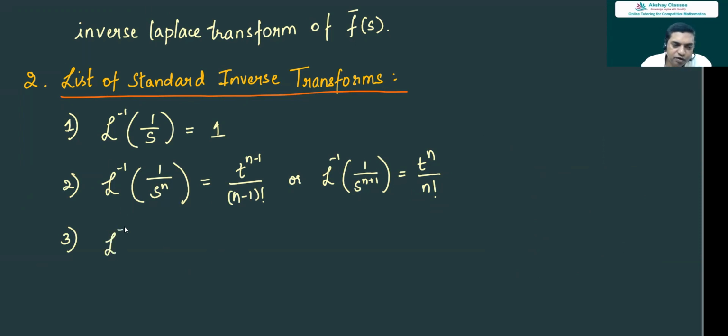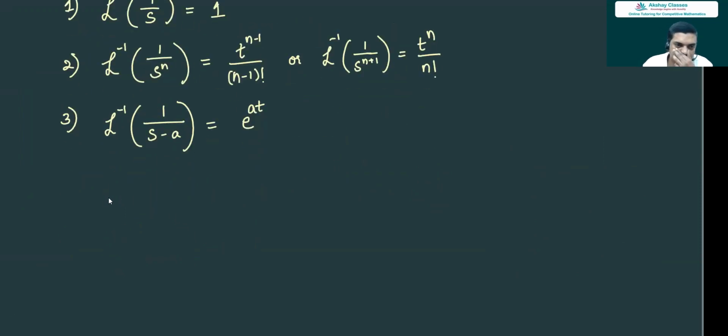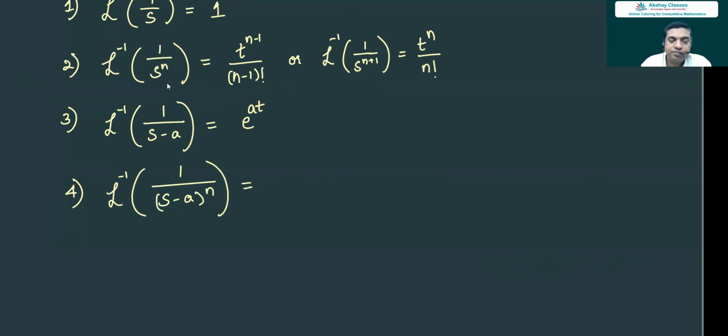Next, Laplace inverse of 1 by s minus a. We know that 1 by s minus a is the Laplace transform of e power at. Now, Laplace inverse of 1 by s minus a whole power n. If you remember, whenever we multiply a function with e power at and then do a transform, the transform changes by replacing s by s minus a. So now for the inverse, the same thing.